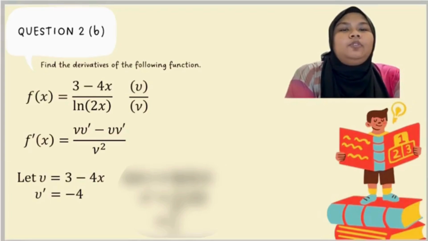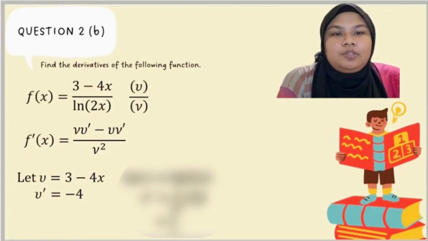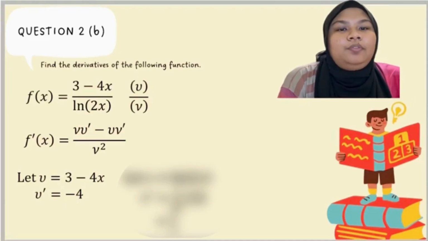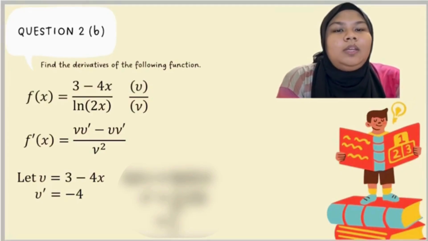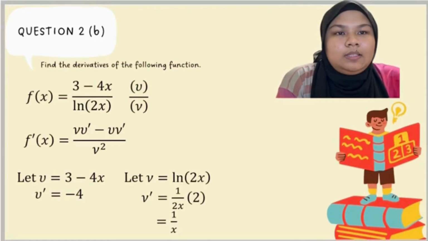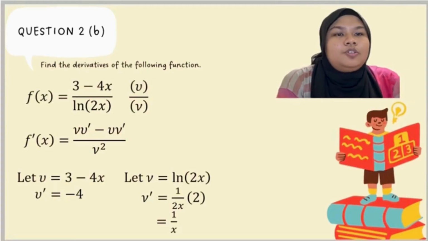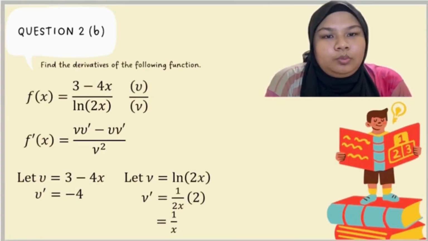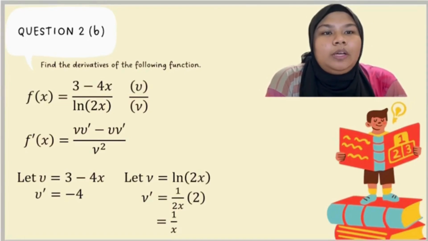To differentiate the numerator, we let u equal 3 minus 4x. 3 is a constant, so it will become 0. For negative 4x, the derivative is negative 4 because the power of x differentiates to a constant. And for the denominator, we let v equal ln 2x. Differentiating ln gives 1 over 2x, and differentiating 2x gives 2. After that, v' will be 2 over 2x. We need to simplify it, so v' will be equal to 1 over x.